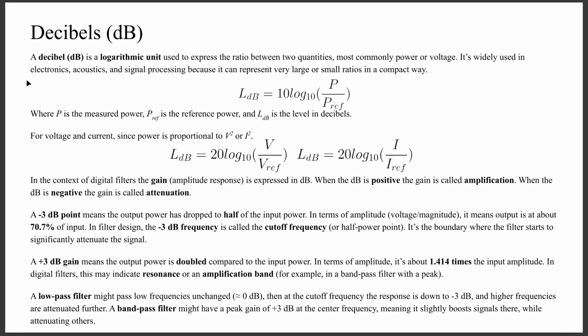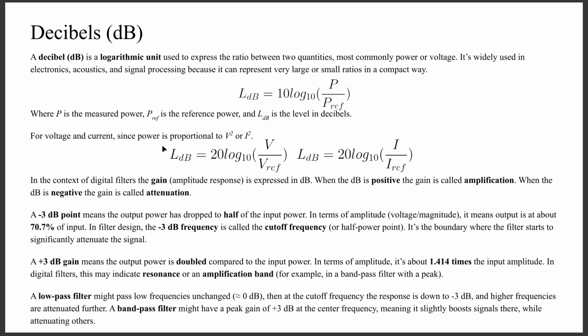Decibels. A decibel, or dB, is a logarithmic unit used to express the ratio between two quantities. It is most commonly used for power or voltage. It is widely used in electronics, acoustics, and signal processing because it can represent very large or small ratios in a compact way. So L dB is equal to 10 log 10 of P over P reference, where P is the measured power, P reference is the reference power, and L dB is the level in decibels.